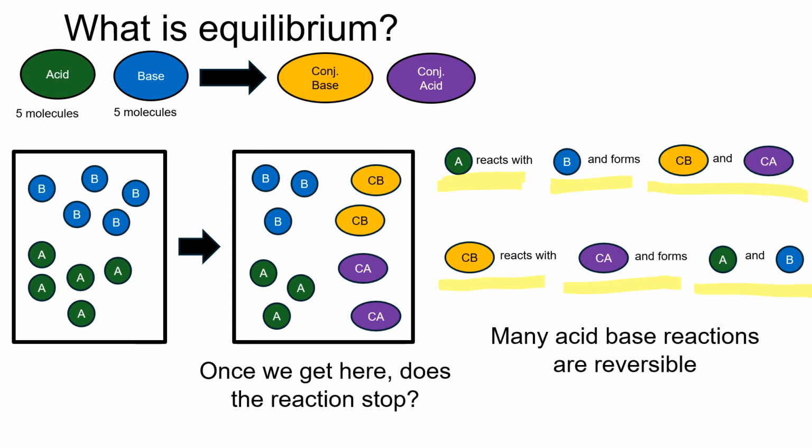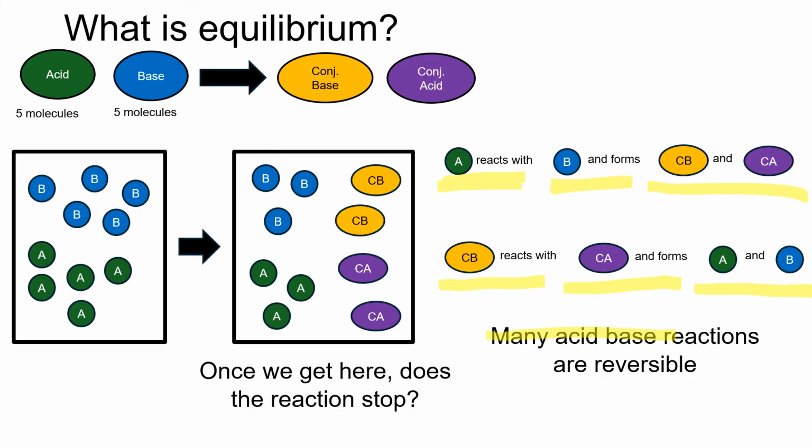When those rates of forward and backward are the same, that's when we've achieved equilibrium. That's when the reaction is at equilibrium. And that's still happening. A is still reacting with B to form conjugate base, conjugate acid. Conjugate base is still reacting with conjugate acid to form acid and base back. But as long as those rates of reaction for forward and backward are the same, we're at equilibrium, and the overall concentrations that we can measure will not change.